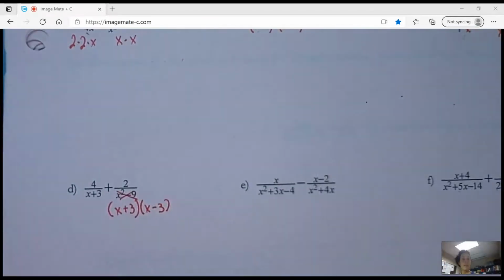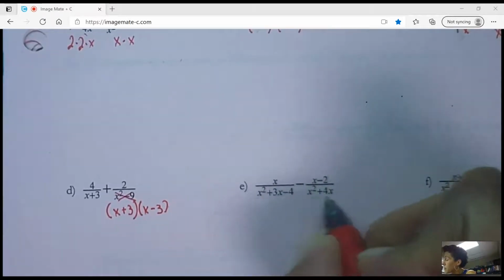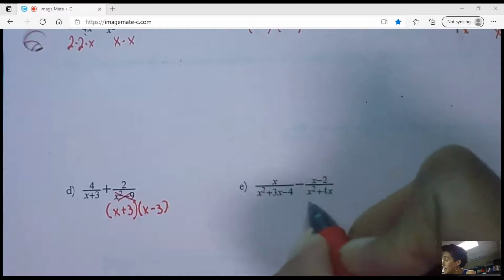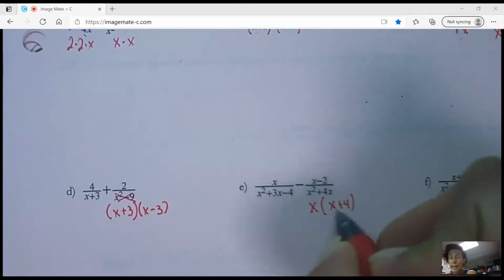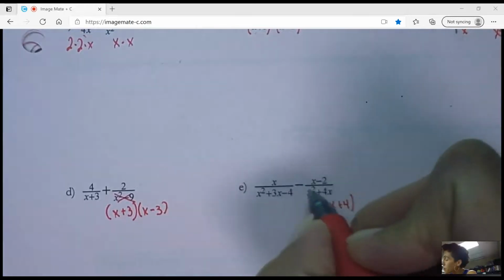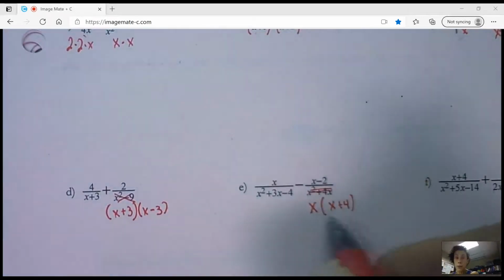And so this has been replaced, crossing out the old denominator, putting in the new one. In this one, I'm going to start with this one because there is a GCF. I'm going to take an x out, and then I'm left with x plus 4, which I can't factor anymore. So this old denominator is gone, and I have a new version of it.